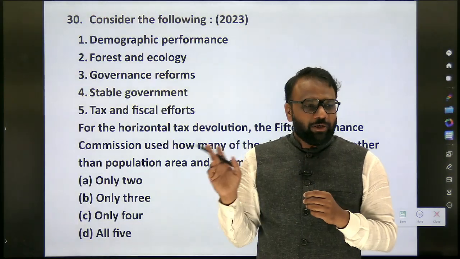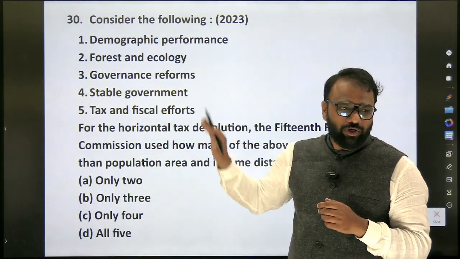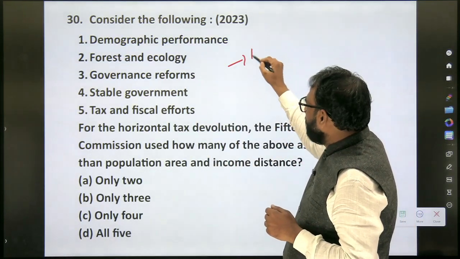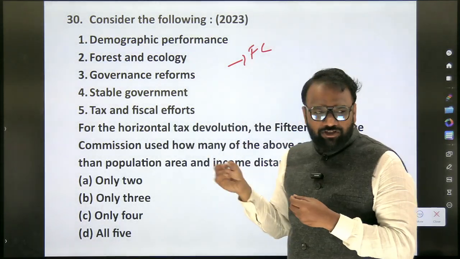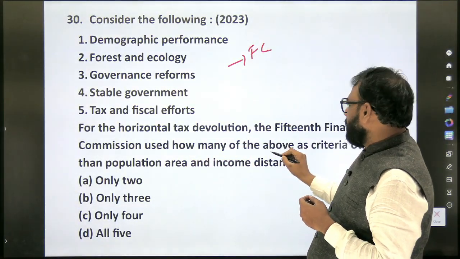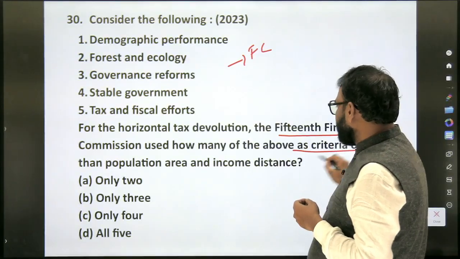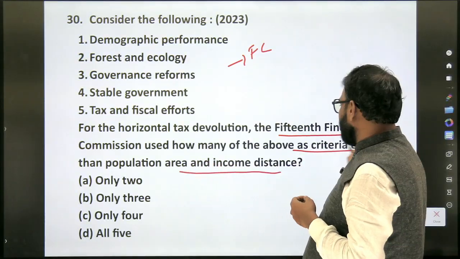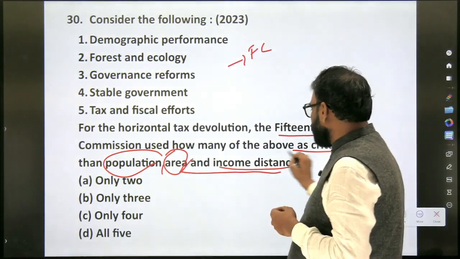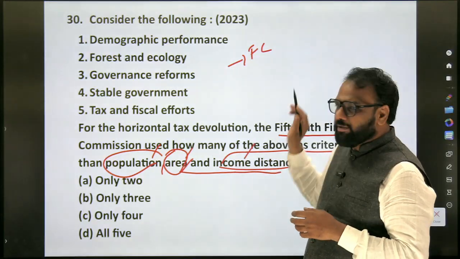In 2025, it was based on vertical devolution that we were able to eliminate an option and arrive at the correct answer. In 2023, they focused on the same topic, but what kind of devolution? Horizontal devolution. In this context, you have to prepare about the Finance Commission. Some basics of polity, that is Article 280 and all. For the horizontal tax devolution, the 15th Finance Commission used how many of the above as criteria other than population, area and income distance? Already in the 15th Finance Commission, we have population, area, and income distance.